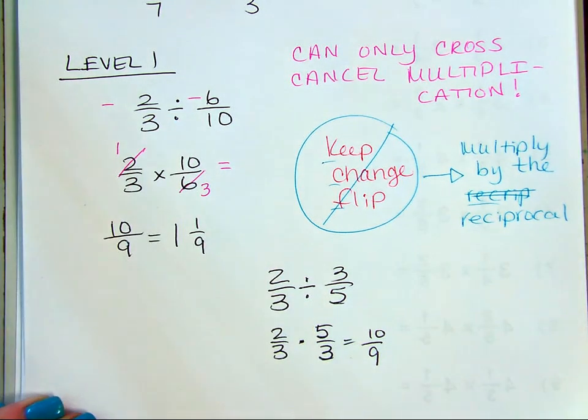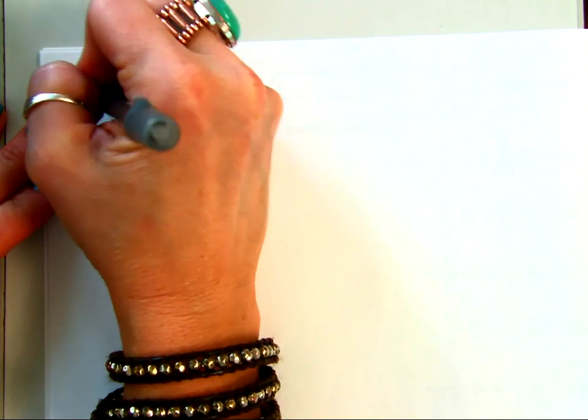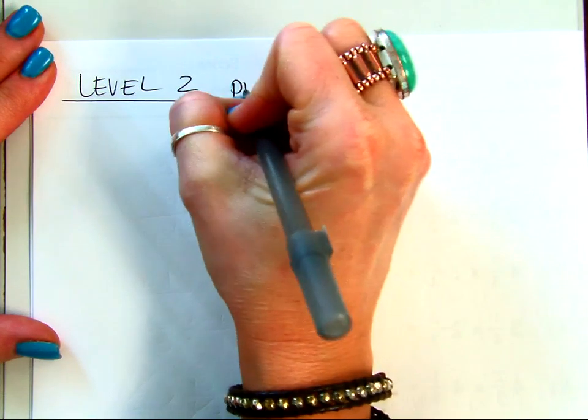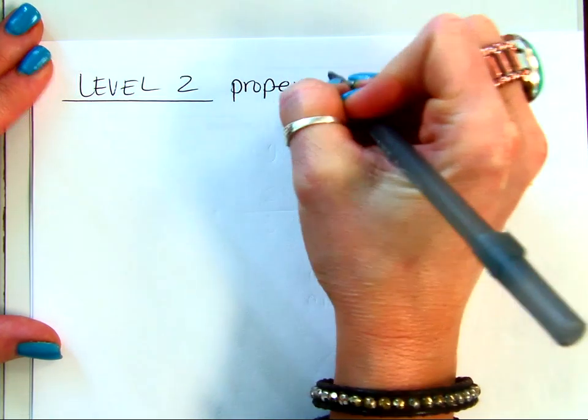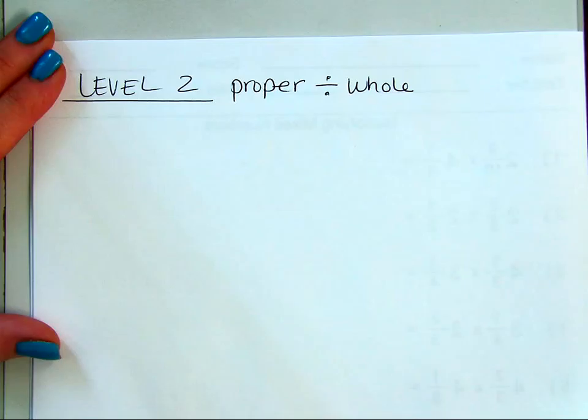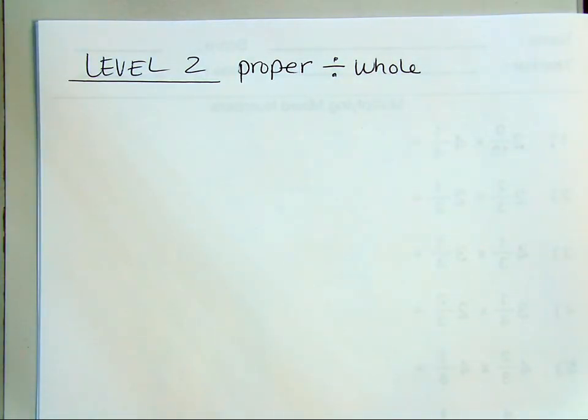So, level 1, remember, I do this all the time. It's a video game level that everybody can beat. You just got to watch your cross-canceling, right? Okay. So, now let's do level 2, a little different category here. We're going to call it level 2 because they're not already going to both be set up like that. We're going to do a proper or just a regular fraction divided by a whole number. Okay? And it's going to depend on where that whole number is, if it gets confusing or not.